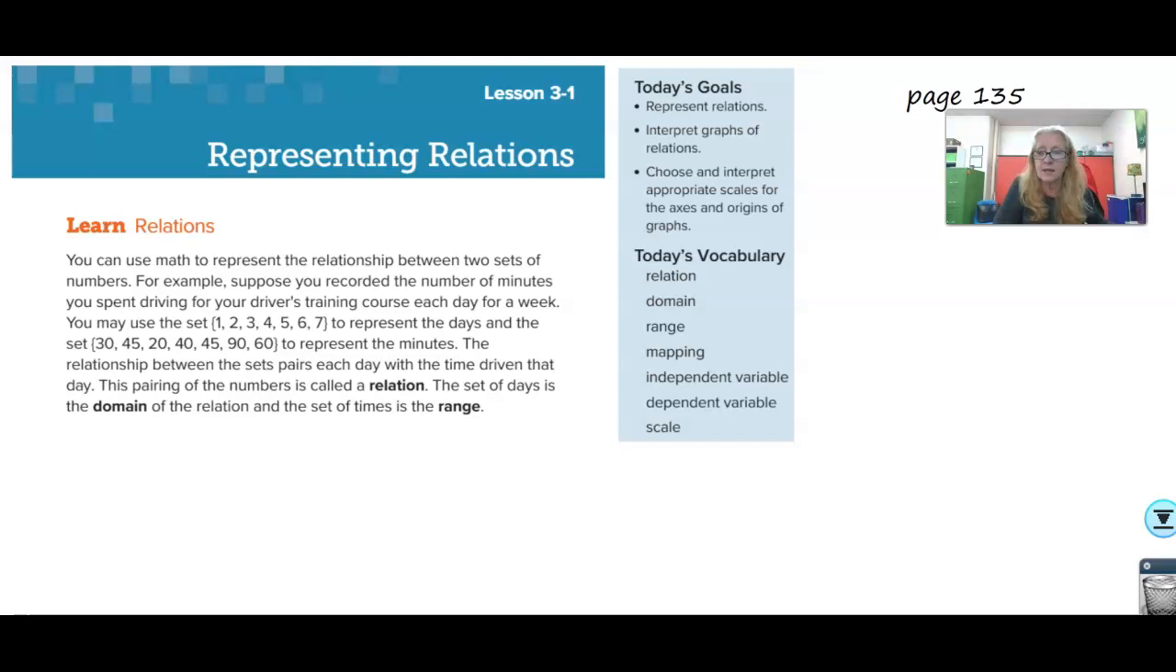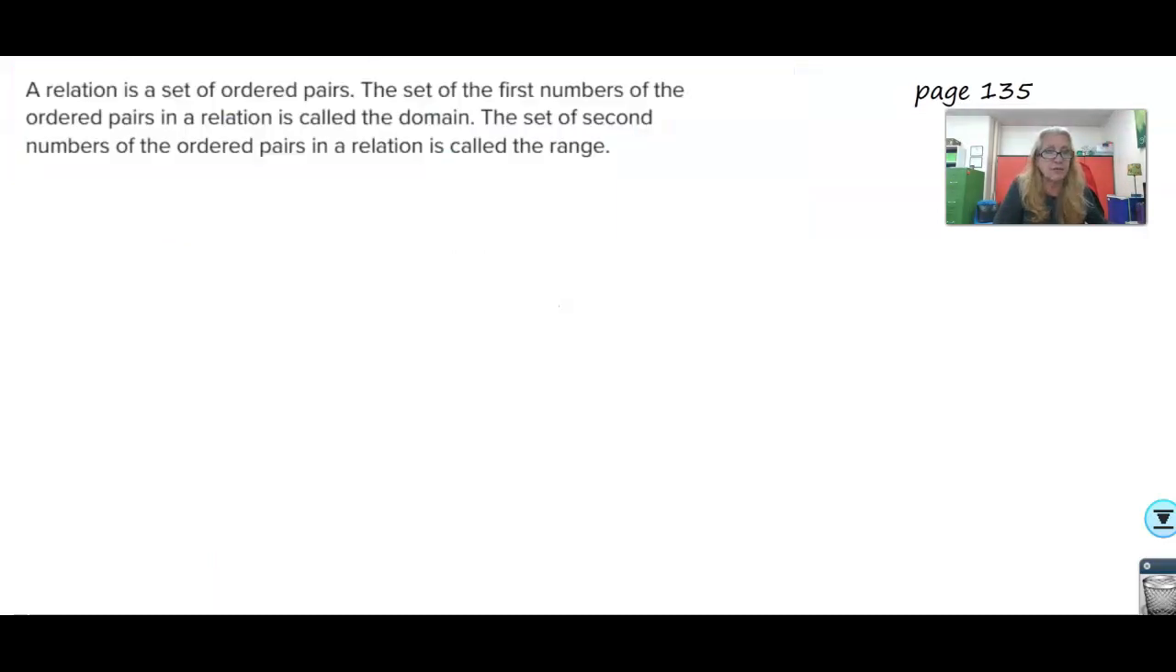So yes, I just read that paragraph to you. This page was humongous. I broke it up into 3 slides. A relation is a set of ordered pairs. The set of the first numbers of the ordered pairs in a relation is called the domain. The set of the second numbers in the ordered pairs in the relation is called the range.